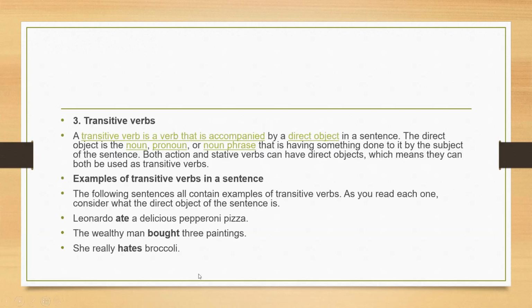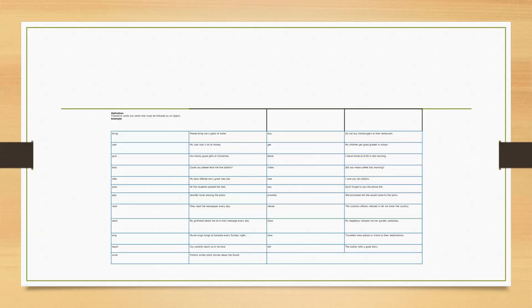Now, what are transitive verbs? Transitive verbs are verbs which have a direct object, like Leonardo ate a delicious pizza. Here, ate is the verb and it has a direct object. What did he eat? Pizza. That's why it is a transitive verb. There are other transitive verbs too, like the wealthy man bought 3 paintings. She really hates broccoli. So here each sentence has one object.